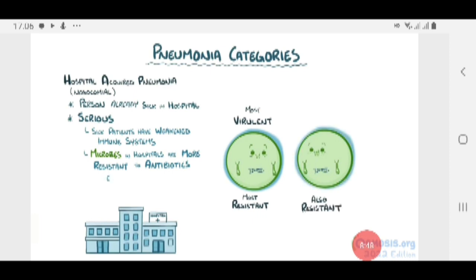A well-known example is methicillin-resistant Staphylococcus aureus, or MRSA. Non-resistant Staph aureus can cause pneumonia and other infections, but it can also be killed by common antibiotics, like ampicillin. MRSA, on the other hand, is resistant to many antibiotics and is therefore harder to treat.